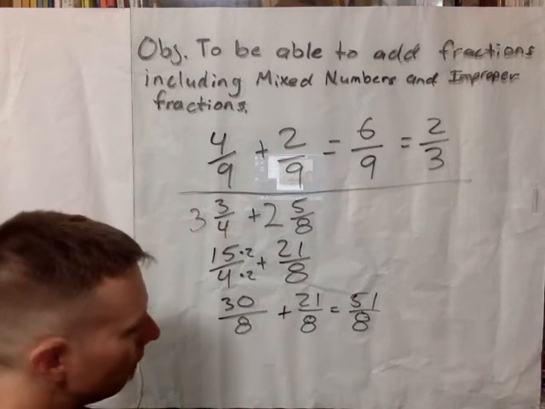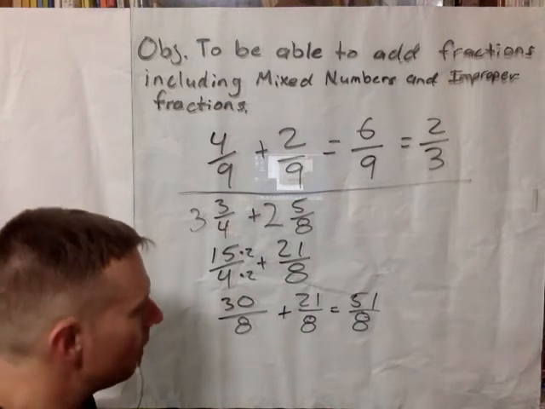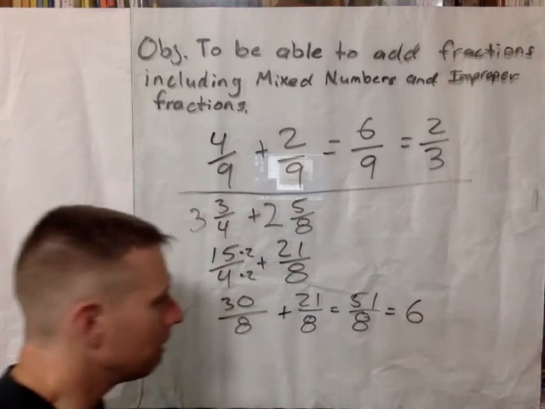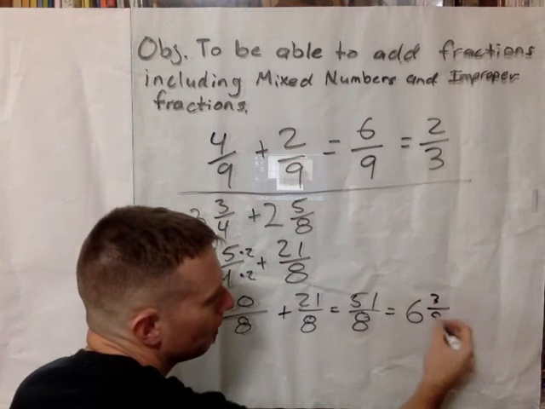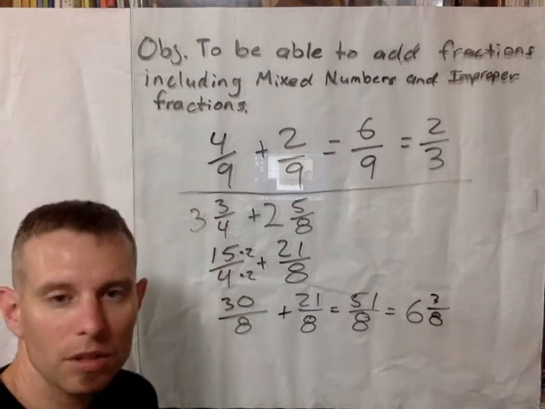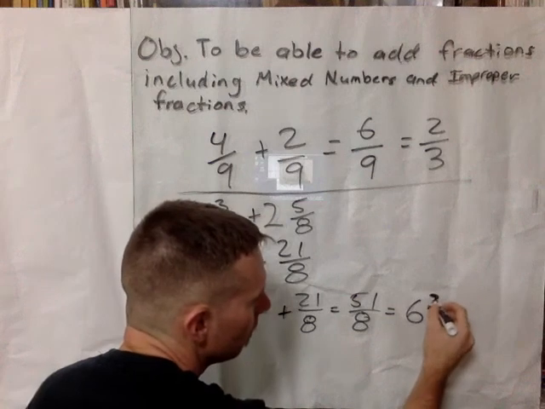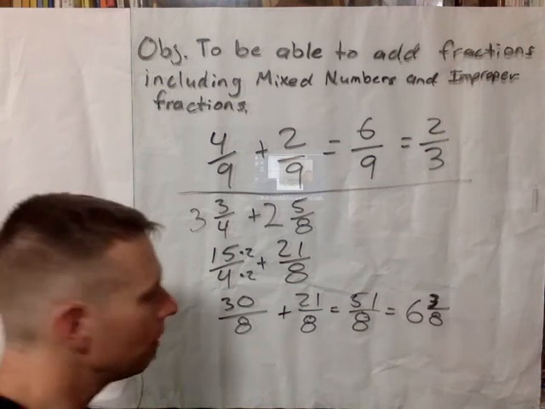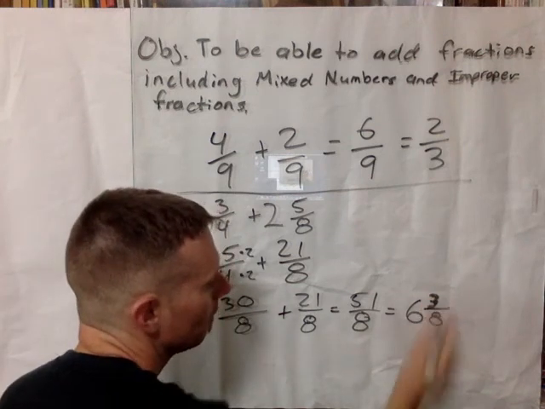So 8 goes into 51. Let's see. 6 times 8 is 48, so at least it goes 6 times. And then left over, I believe, is 3 over 8. There's no way to simplify this any further. Sorry, it doesn't look good. Okay, so we're left with 6 and 3/8. Oh, that was really yucky.